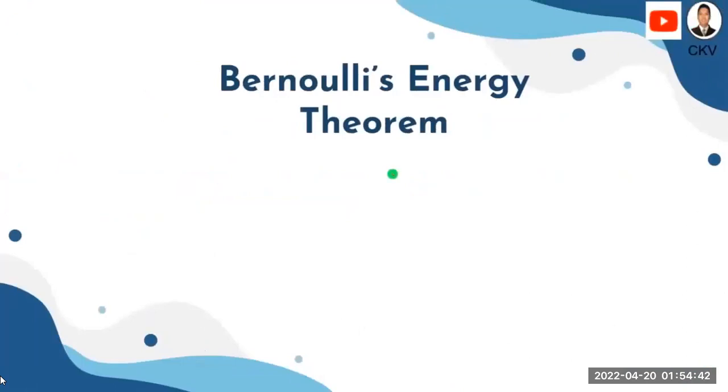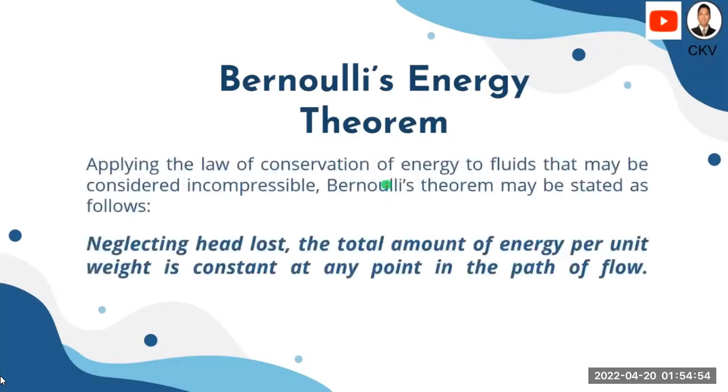Okay, next. So knowing the energies present in a fluid flowing in a pipe, we can now apply Bernoulli's energy theorem. Applying the law of conservation of energy, considering that the fluid is incompressible, Bernoulli's theorem states that, neglecting head loss, the total amount of energy per unit weight is constant at any point in the path of flow.